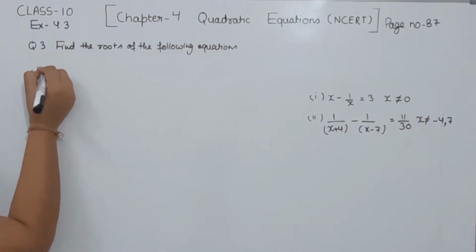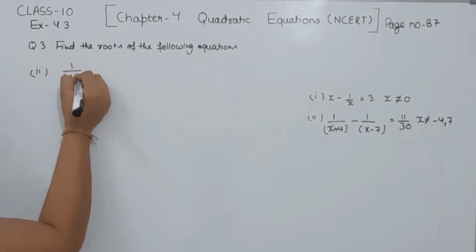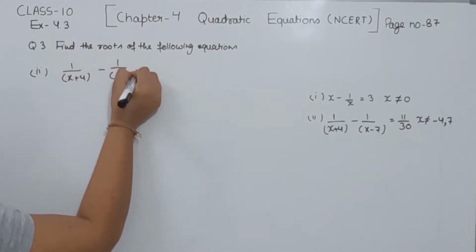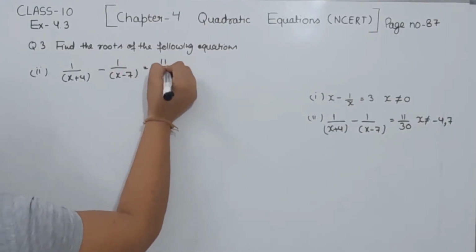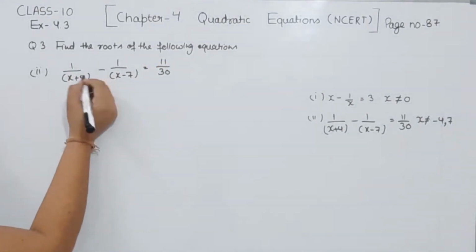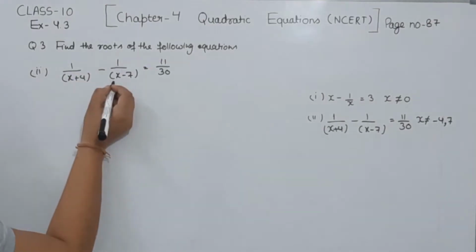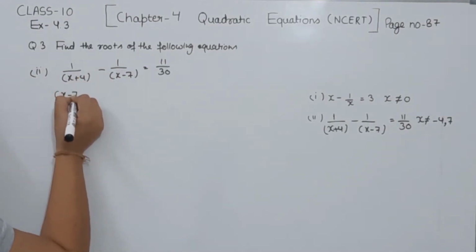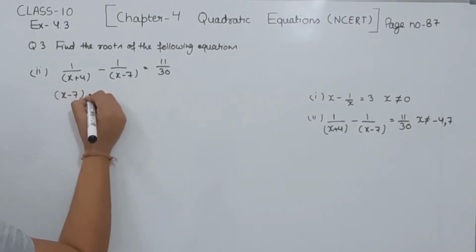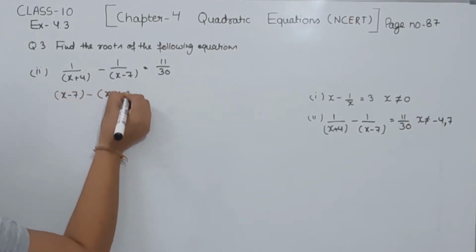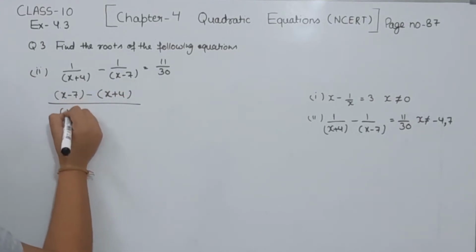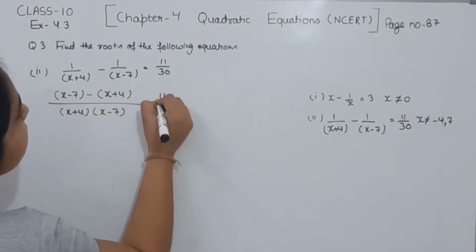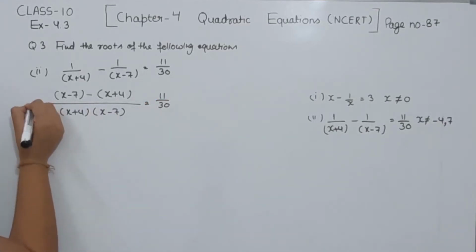This one we are having here 1 by x plus 4 minus 1 by x minus 7 is equal to 11 by 30. First of all, for subtracting we have to equal the denominators. For that one I am going to cross multiply them. So this one we are having x minus 7 minus x plus 4, and denominator we are having is x plus 4 multiplied by x minus 7. This one we are having as equal to 11 by 30.